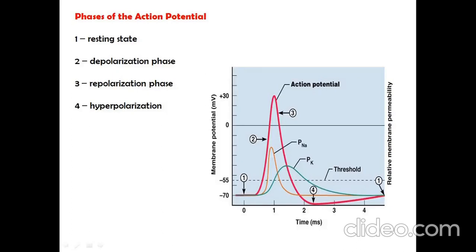Resting phase, which is minus 70 millivolt. It means the sodium is present outside the cell and potassium is present inside the cell. Inside the cell there is a negative charge and outside the cell there is a positive charge. This is the resting state, which is minus 70 millivolt.